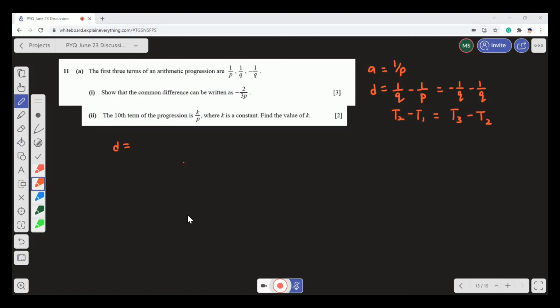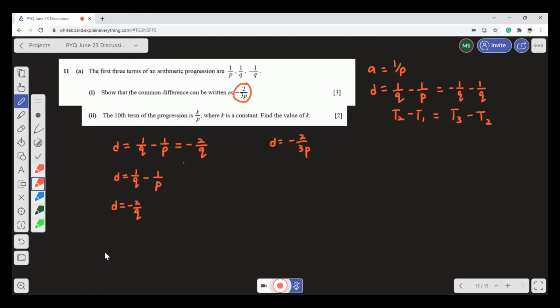So actually, when you compare the terms here, you can see something. If we look at this, common difference is 1 over Q minus 1 over P, which is equal to negative 2 over Q. How do we write the common difference? What else can we change into only D equals to negative 2 over 3P? So that's something that we need to think. Any idea? One of the common differences is 1 over Q minus 1 over P. One of the common differences is negative 2 over Q. What can we do here?